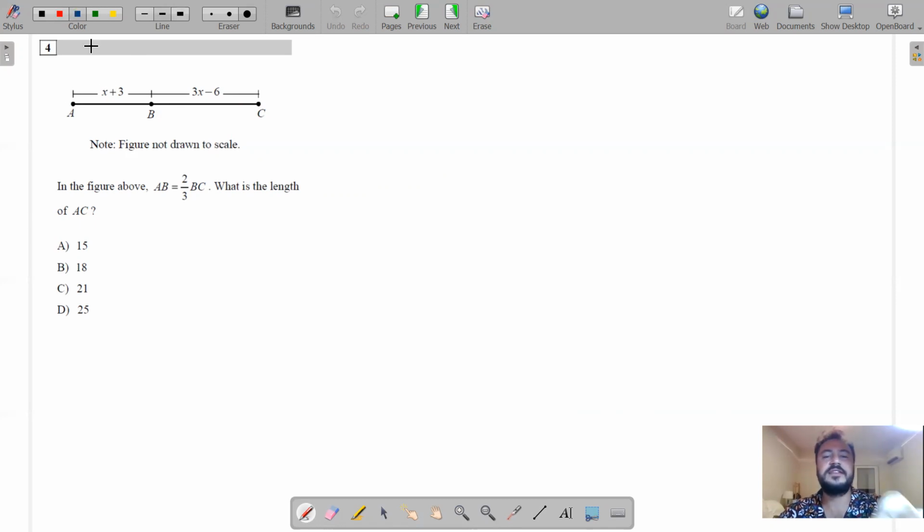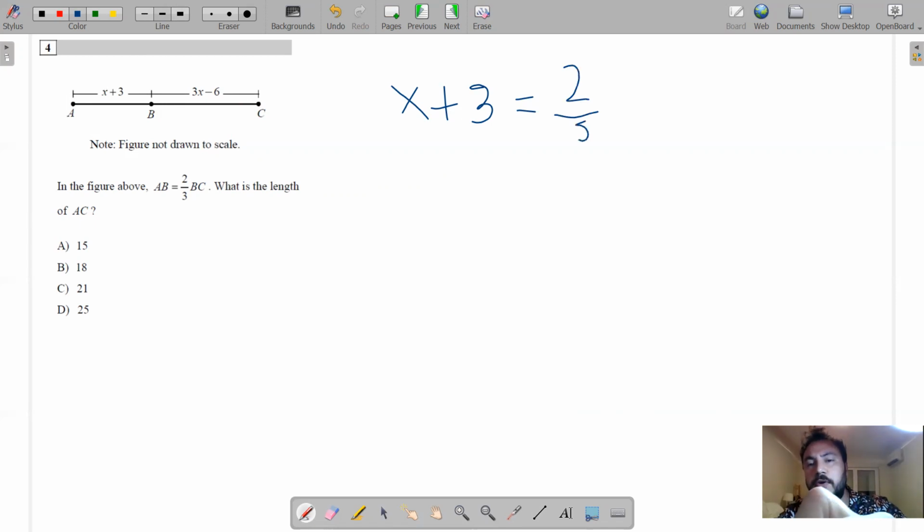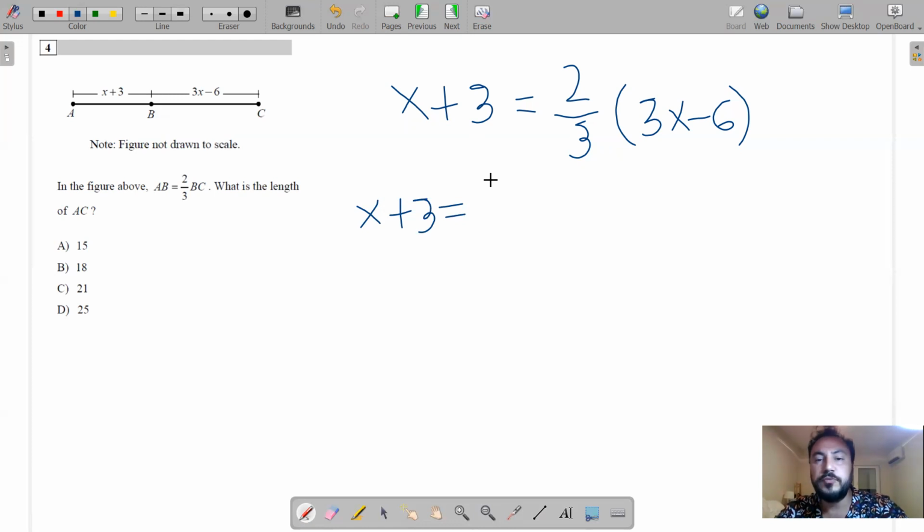Why? Because we know that AB is going to be x plus 3. The length of AB is going to be x plus 3. And this one will be equal to 2/3 of 3x minus 6. So now we have an equation, we just need to solve for x. So we are going to simplify the right side by doing this multiplication by distribution, which will be 2x minus 6 divided by 3 is 2 times 2, 4. And now we solve for x.